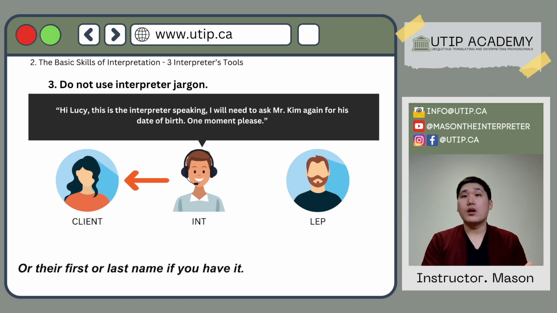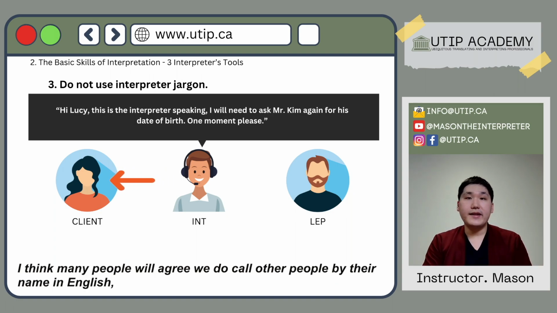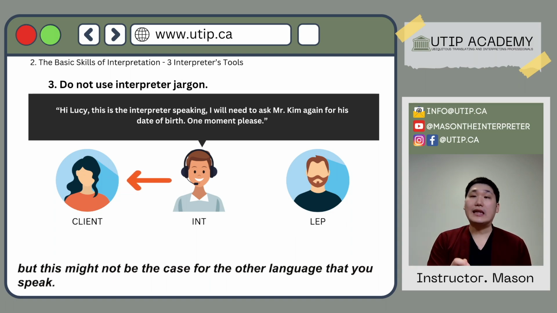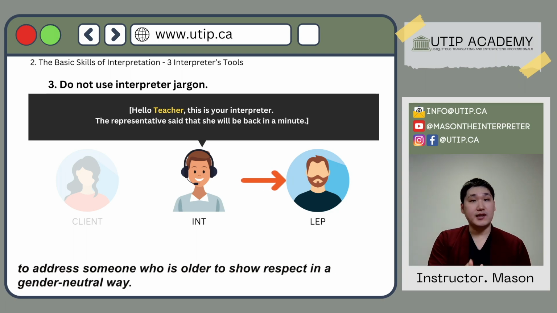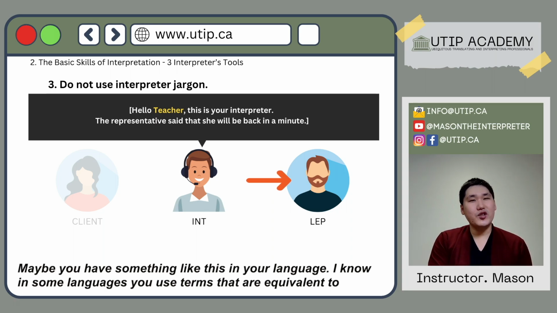Or their first or last name if you have it. I think many people will agree we do call other people by their name in English, but this might not be the case for the other language that you speak. Before, I briefly talked about this specific Korean term, 선생님, which literally means a teacher, to address someone who is older, to show respect in a gender-neutral way. Maybe you have something like this in your language.